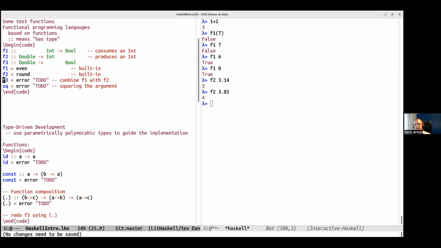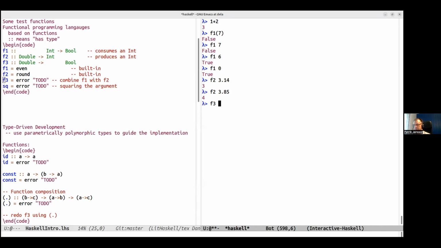Okay, and then as a last example of this very basic intro, let's see, can we combine F1 and F2? So get from a double all the way to a Boolean. It may be not a very useful function, but the intention is to first round the number and then check if the result was even. So here it says error to do.